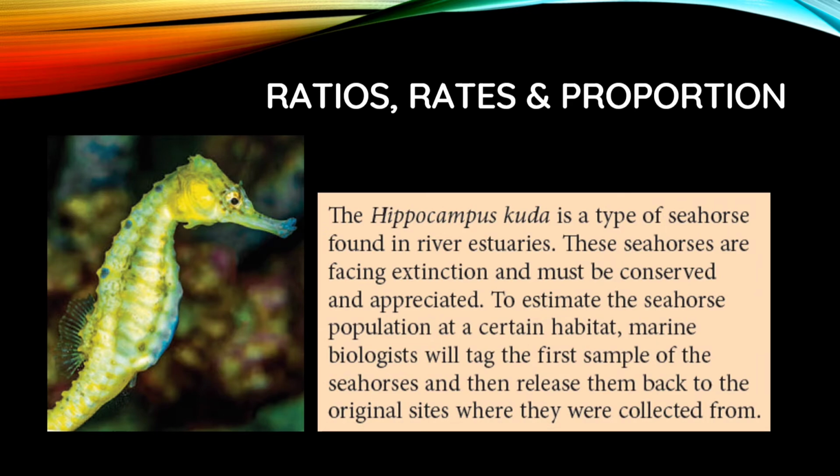This is Hippocampus kuda. It is a type of seahorse found in river estuaries. These seahorses are facing extinction and must be conserved and appreciated. To estimate the seahorse population at a certain habitat, marine biologists will take the first sample of the seahorses and then release them back to the original sites where they were collected from.